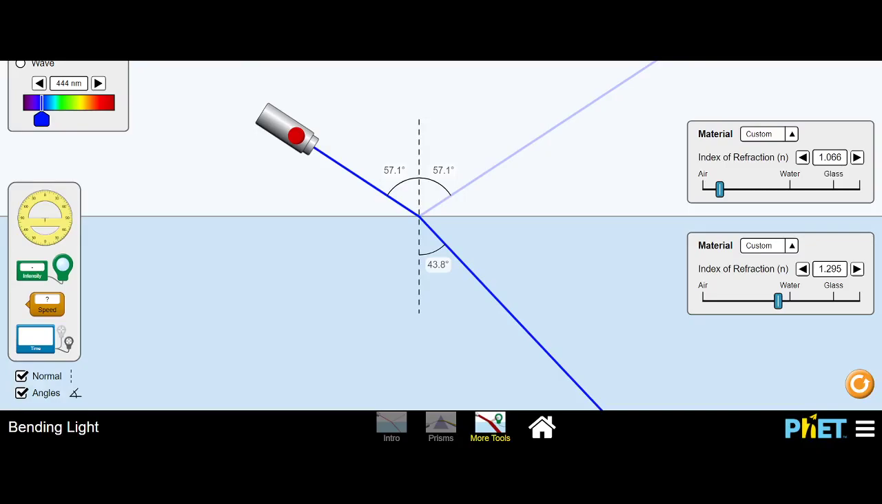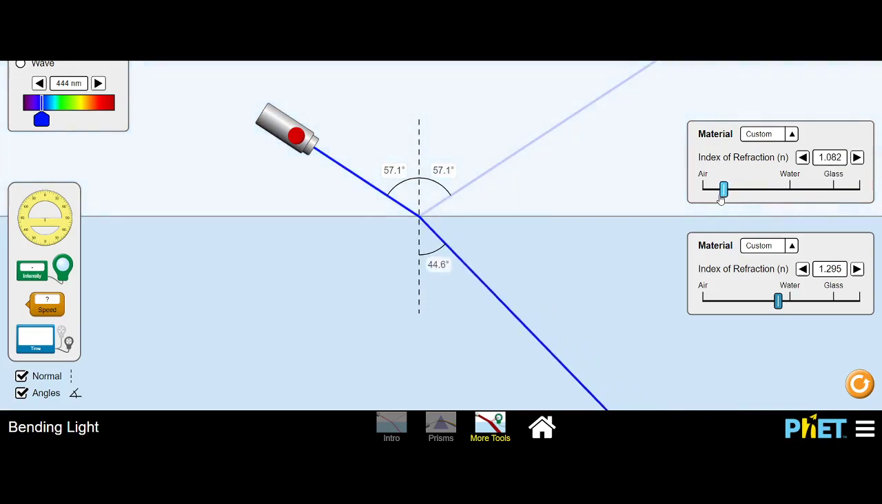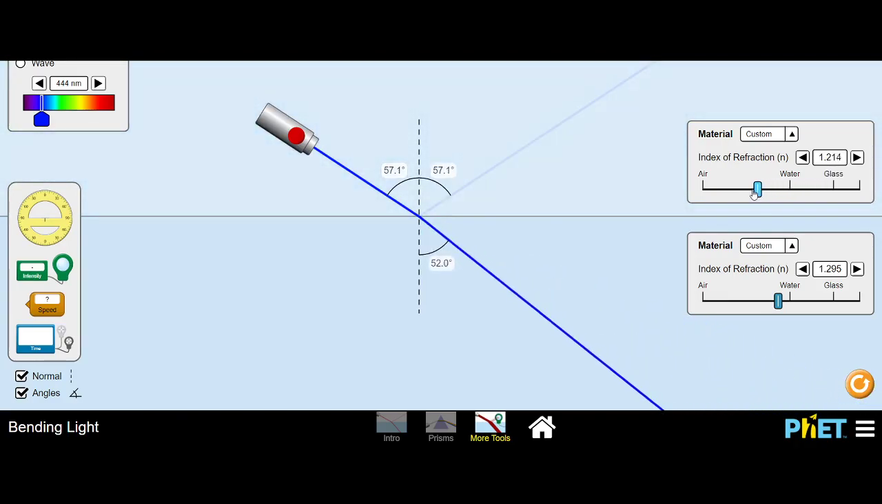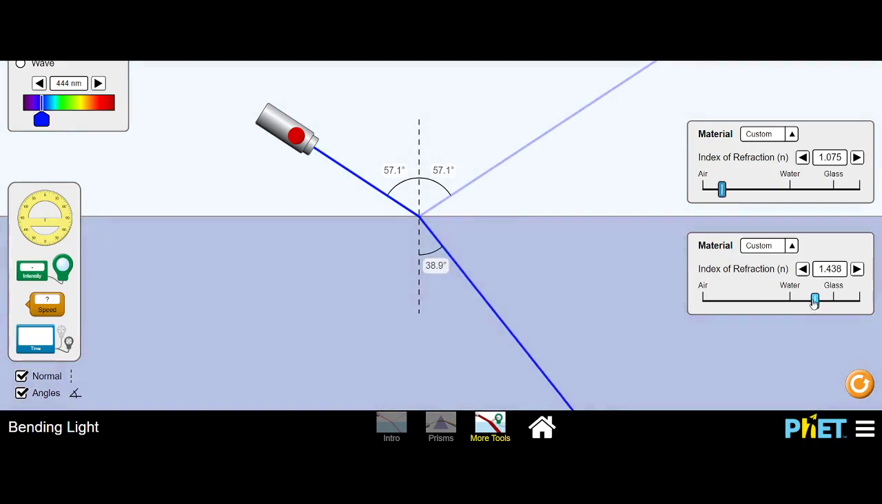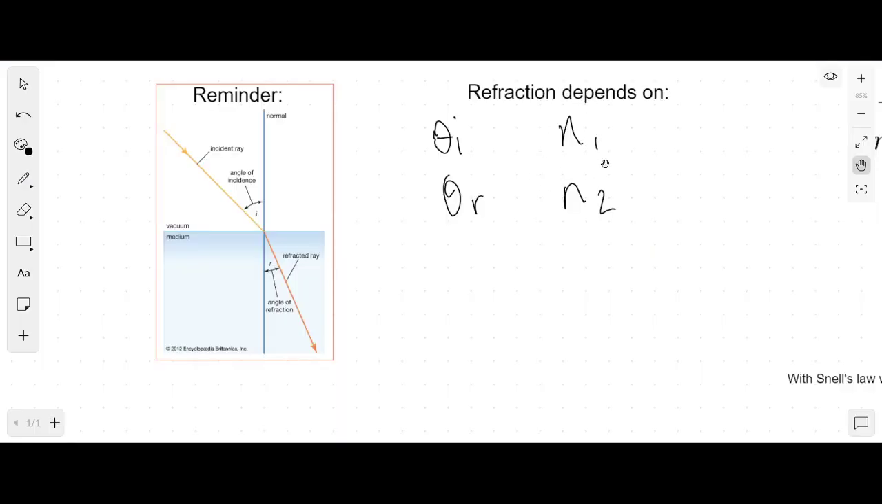Now another thing I can show you is if I change the index of refraction. So this is the index of refraction for medium 1, and when I change it, the refraction is changing. If I change the index of refraction for the medium 2, the refraction also changes. This means that the index of refractions also determine the refraction. So that's why this N1 is written here and this N2 is written here.